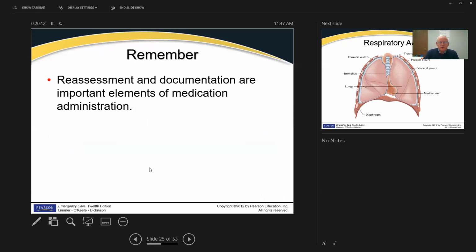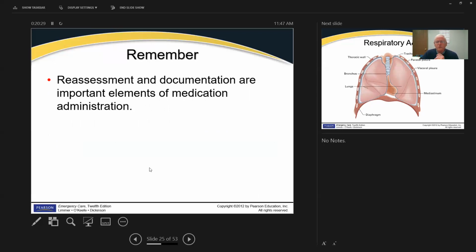So reassessment and documentation are important elements. If you're going to give a medication, you're going to document why you gave it, the indications that you gave it, what time you gave it, and any response from that medication that you saw in your patient, if any.